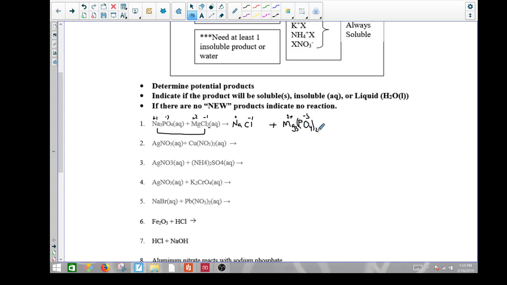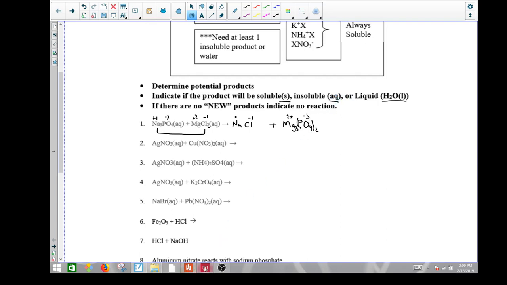And we're all just on paper. This is not in a beaker. Well, it's in a beaker, but this is on paper, so keep that in mind. Next thing I want to know is, do we have any new products? So I'm looking for water, the only place we'd have water is liquid. But I want to know, am I solid or am I aqueous? So with that, let's go to our solubility chart.